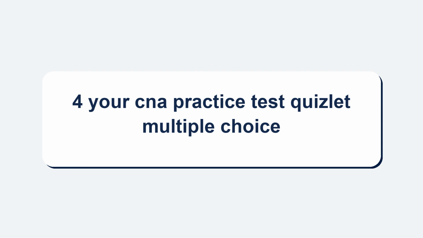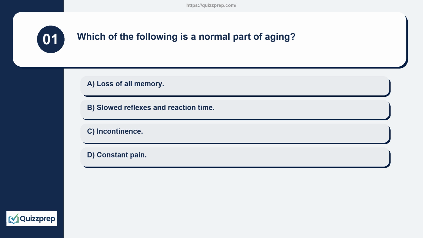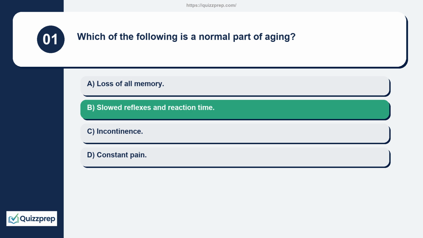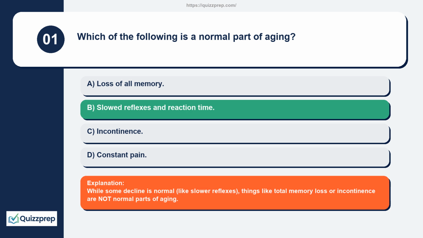For your CNA practice test, Quizlet multiple choice. Question 1. Which of the following is a normal part of aging? Loss of all memory, slowed reflexes and reaction time, incontinence, constant pain. While some decline is normal, like slower reflexes, things like total memory loss or incontinence are not normal parts of aging.